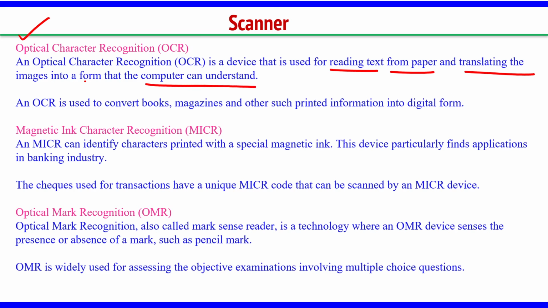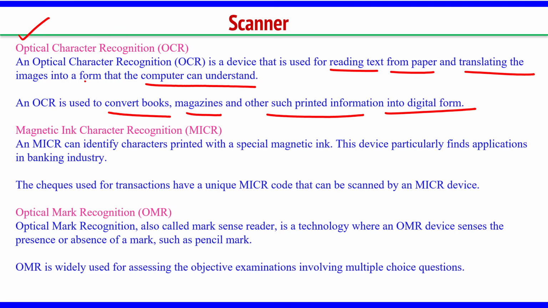So if you have a document which contains some text, right, if you want to feed that as input to a computer, you have to use OCR software which can read the text from the paper and convert it into a form which the computer can understand. So OCR is used to convert books, magazines and other printed information into digital form.